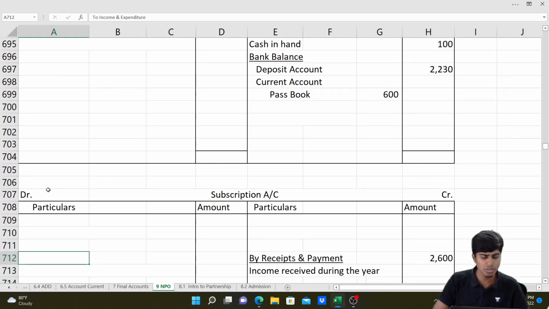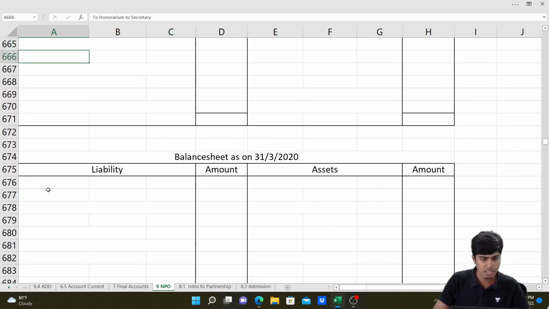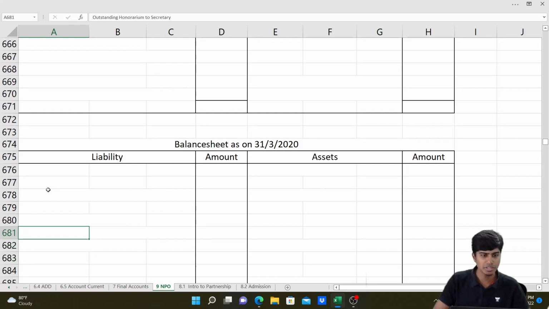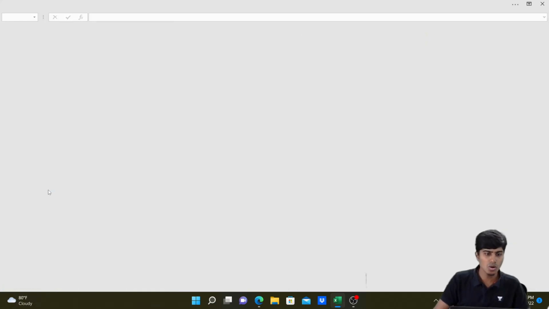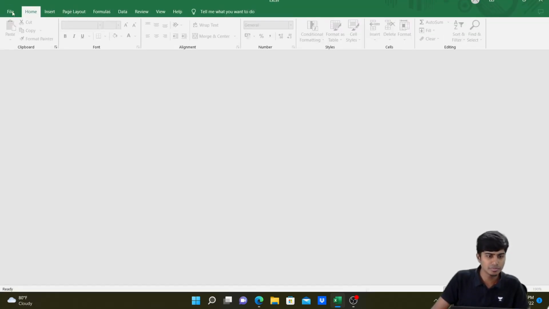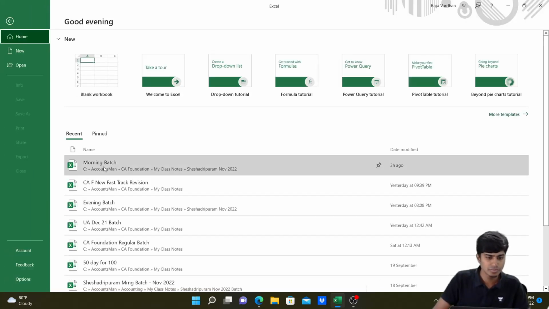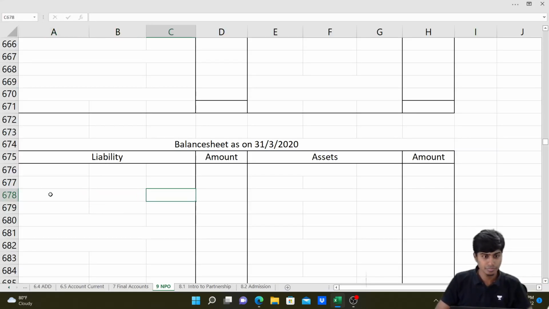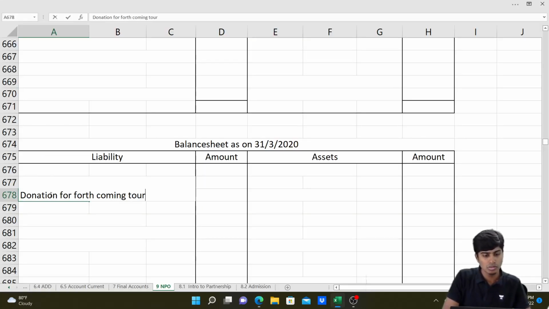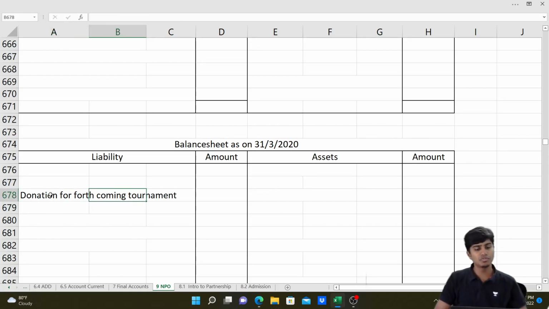This is the opening balance sheet. Here we go. There we have the closing. Oh, sorry guys, I just got closed. Donation for forthcoming tournament.